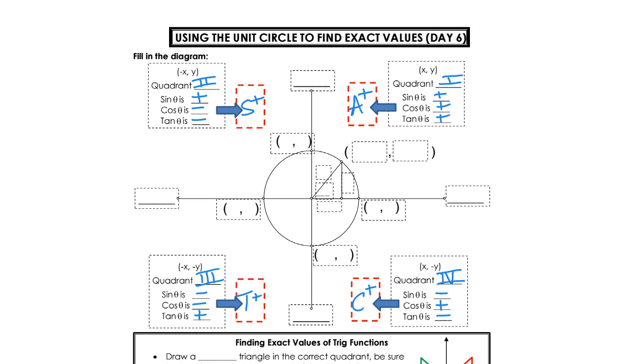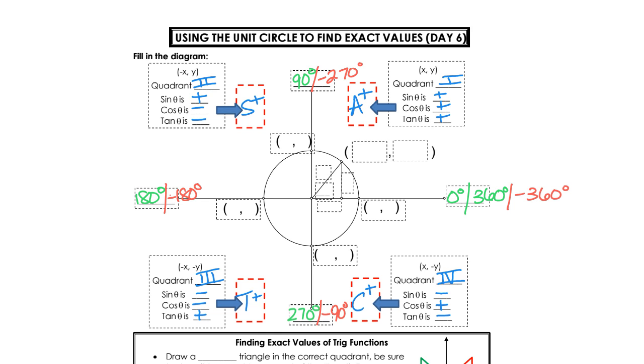We'll go around our circle. This is 0 degrees, 90, 180, 270, 360. If we go backwards around it, we have negative 90 down here, negative 180, negative 270, and negative 360.